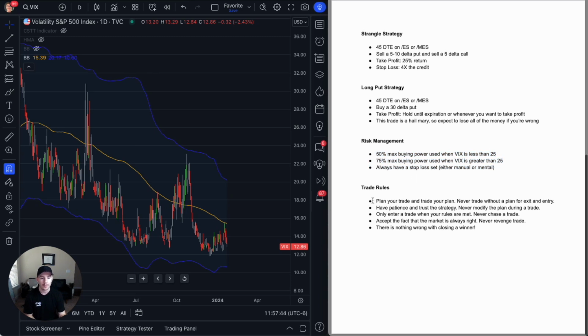Next, the trade rules. Plan your trade and trade your plan. Never trade without a plan for exit and entry. Have patience and trust the strategy. Never modify the plan during a trade. Only enter a trade when your rules are met. Never chase a trade. Accept the fact the market is always right. Never revenge trade, and there's nothing wrong with closing a winner.